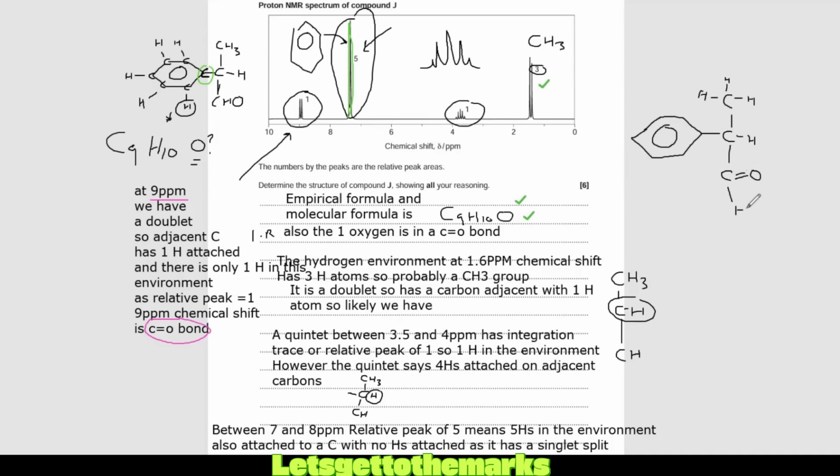And even if you have trouble solving the final formula, remember you can get tons of the marks just by stating what the relative peak or integration trace tells you about the number of hydrogens, and then about what the splitting pattern tells you about adjacent carbons and their number of hydrogens. Anyway, that's the end of that one.